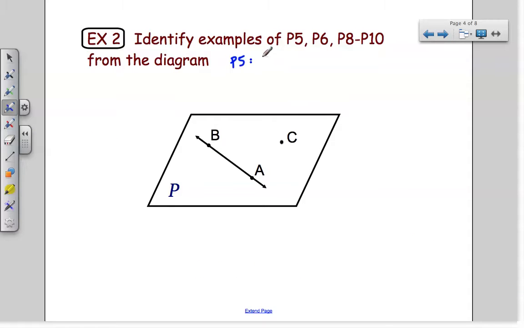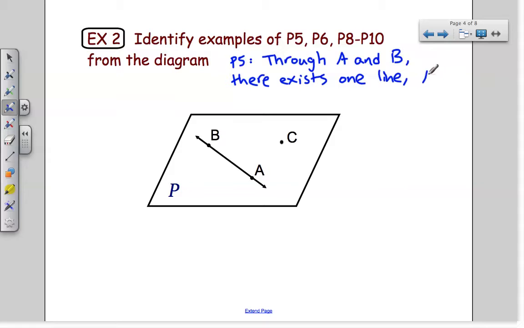Through any 2 points, there exists exactly one line. So I'm going to say through what 2 points does there exist exactly one line? How about through points A and B? There exists one line, and only one line. And the name of that line would be line AB.